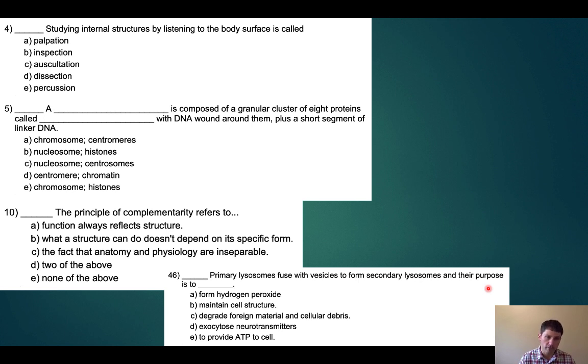And then 46, primary lysosomes fuse with vesicles to form secondary lysosomes, and their purpose is to blank. Again, we're going to see this in the cell lecture, but what is the functionality? I'm going to be asking you lots of function questions on these tests. So take some time, make questions like this as you're studying, and I'll give you some more examples before our first exam.